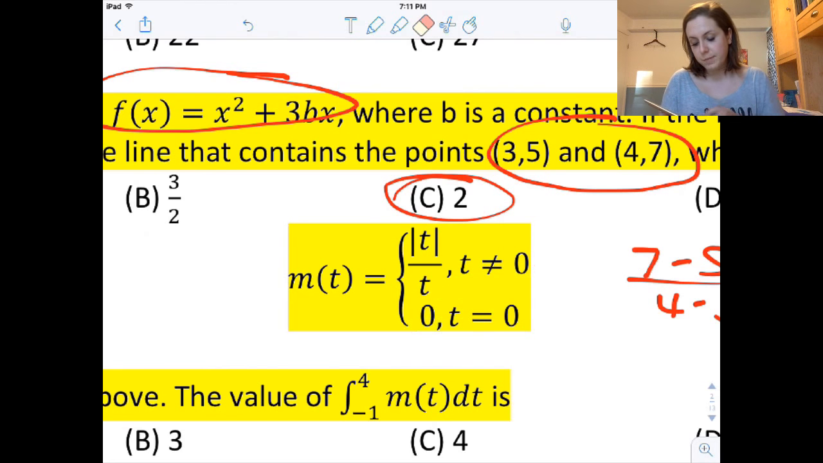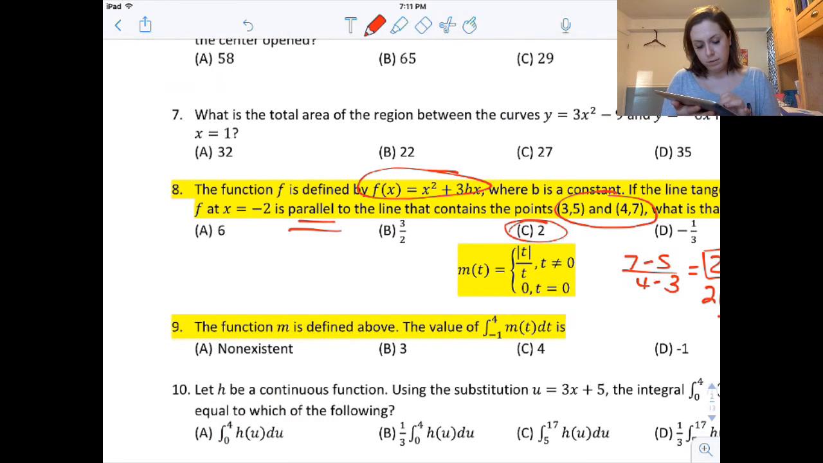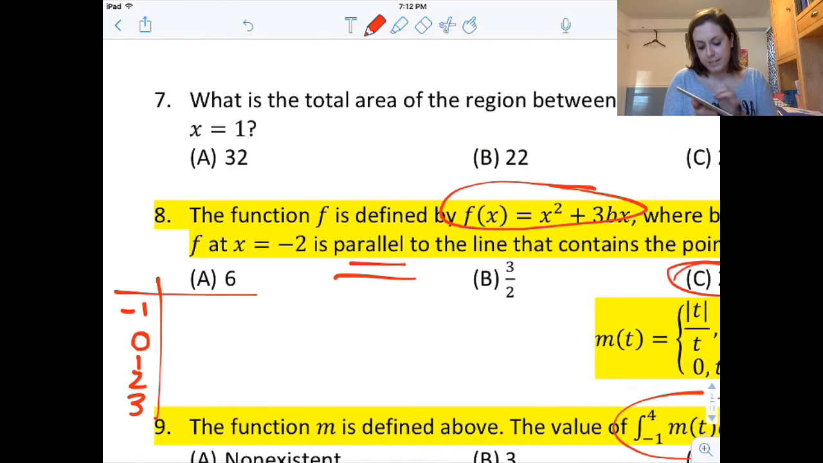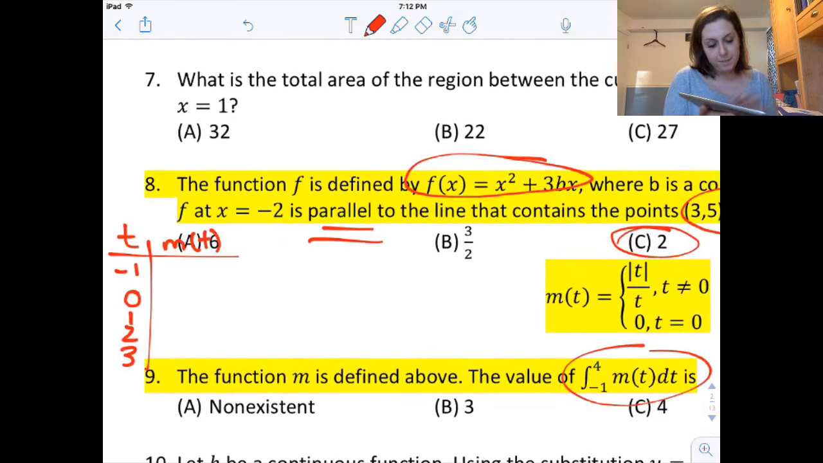So what's the integral from negative 1 to 4? That's what I need to think about here, is what is this integral? So I'm actually going to draw this. So think about making a table of values here, and I'm going to go from negative 1 to 4. So negative 1, 0, 1, 2, 3. Okay, so let's find t and m of t. So if I plug in negative 1, I'm going to get the absolute value of negative 1 over negative 1, which is negative 1.